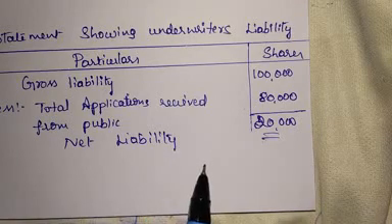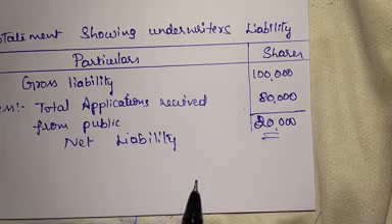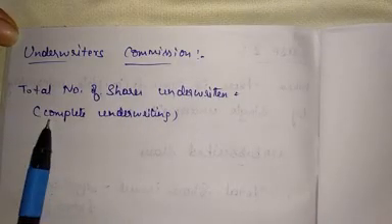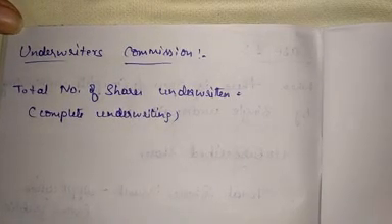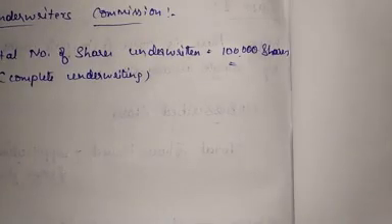Then we have to move towards calculating the underwriter's commission. Remember, the company is liable to pay underwriter commission on the total number of shares underwritten and not on the shares taken up by the underwriter. So we'll calculate the total number of shares underwritten. In this example, complete underwriting is there. That means the underwriter gives a guarantee for the whole of the issue. What is the total issue? That is 1 lakh shares.